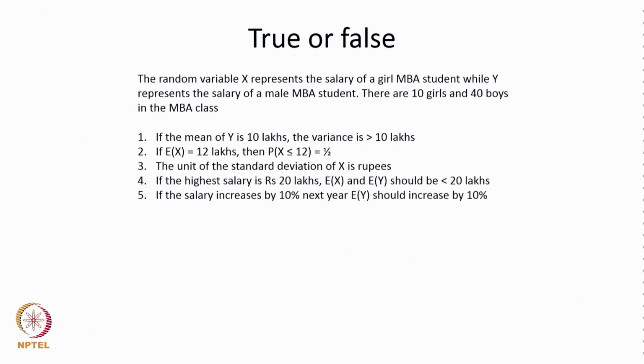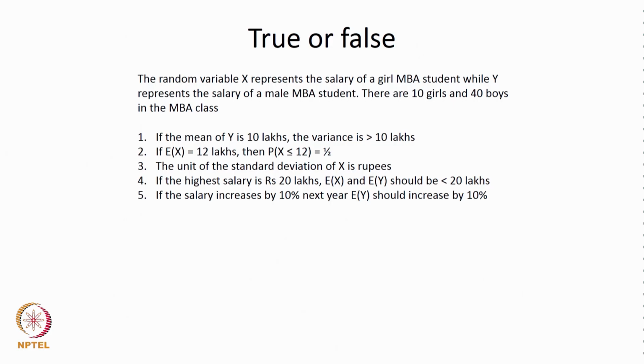If the mean of y is 10 lakhs, the variance is greater than 10 lakhs. Need not be true at all. We could have a situation where y is actually the salary of the male. So, we could have a situation where the variance is greater than 10, and we could have a situation where the variance is less than 10.